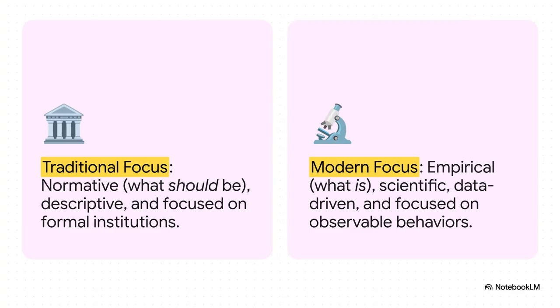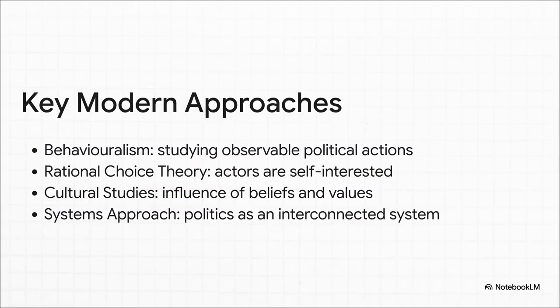And this was a massive shift in perspective. Instead of sitting around debating what an ideal government should look like, researchers started focusing on what politics is in the real world. The questions changed from what is justice to why do people vote the way they do? It was a huge move away from the library and out into the field, analyzing hard data on what people actually do. So this scientific turn gave us some really powerful new lenses. Behaviouralism, for instance, just ignored the old text and focused on data about how people actually vote and protest. Rational choice theory saw everyone, voters, presidents, you name it, as self-interested actors making calculated decisions.